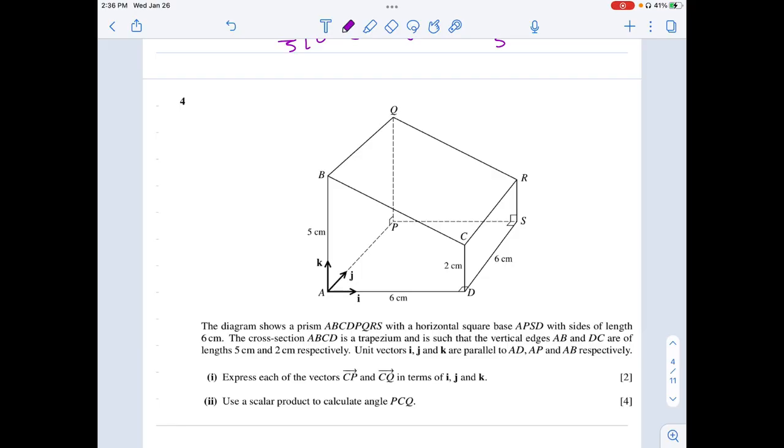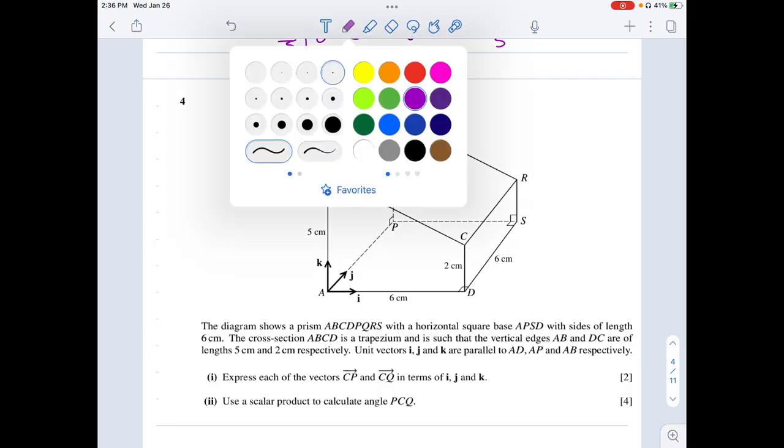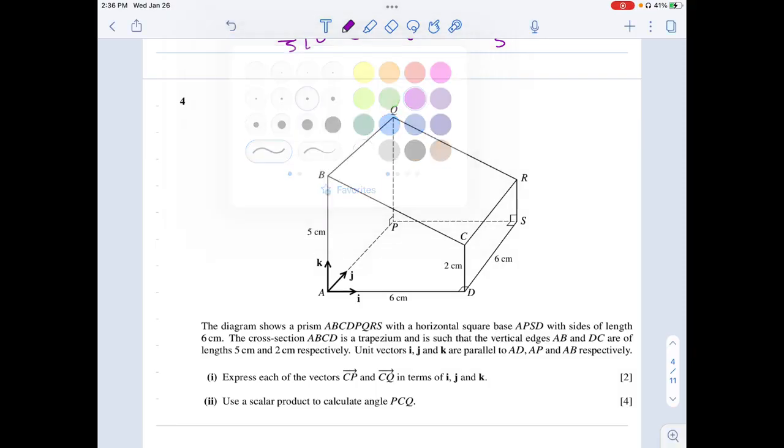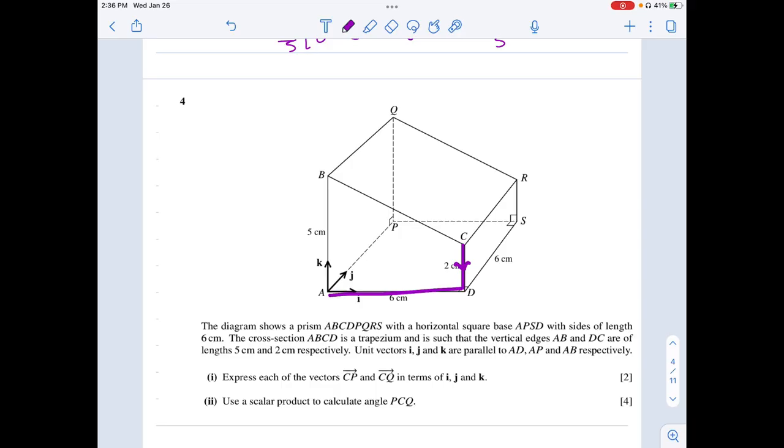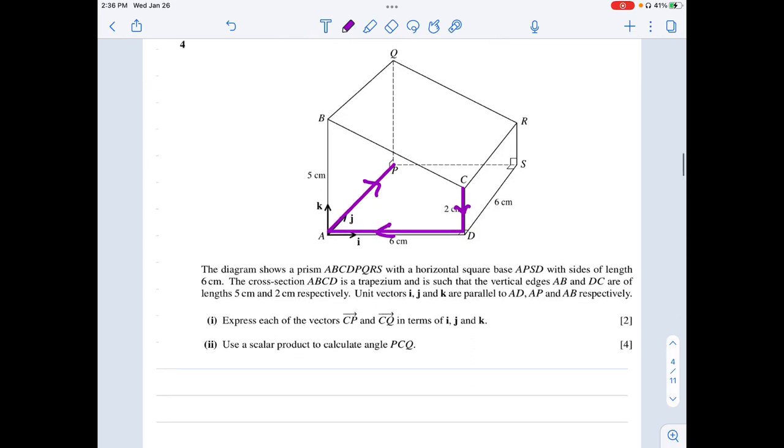CP. I need to go C to P. How can I go C to P? So start the path from C to P. Need to go C to D, then D to A, then A to P. So the path for CP is going to be C to D plus D to A, then A to P.